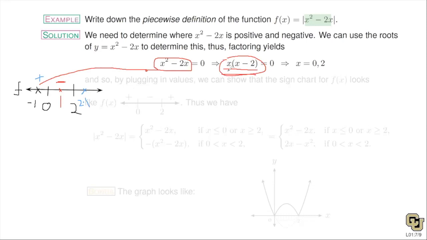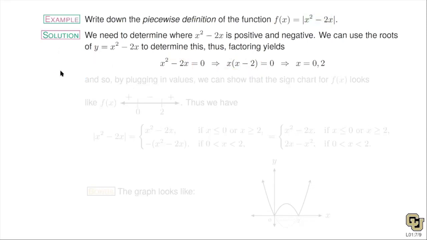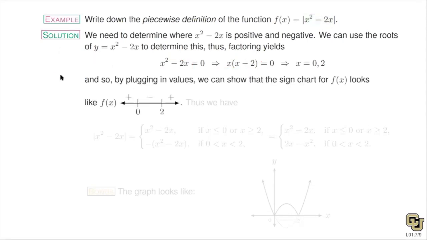Plug it in. You get positive times positive, so the function is positive here. So now that we know where the function is positive and negative, I can now use the definition, right? So I'm going to switch over here to the document camera for a second. And so let me show you how this works now.